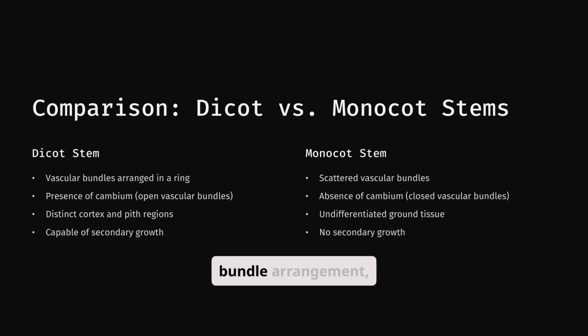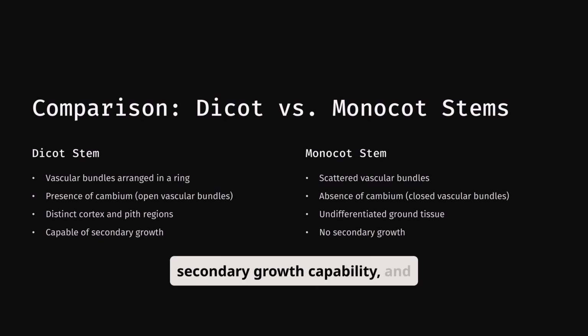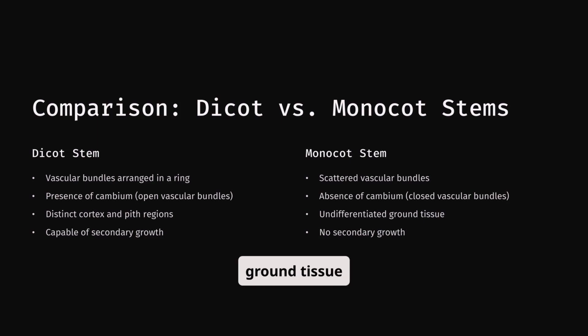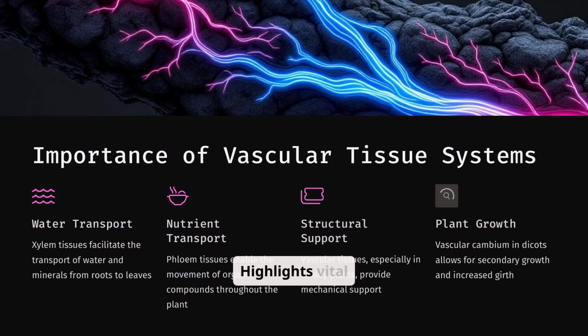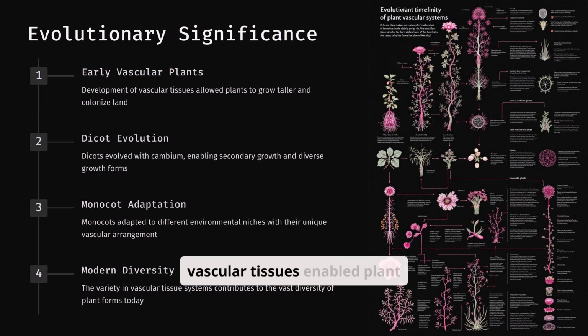Compares vascular bundle arrangement, secondary growth capability, and ground tissue differentiation. Highlights vital functions such as water and nutrient transport, structural support, and plant growth. Explains how vascular tissues enabled plant growth, diversification, and adaptation to various environments.